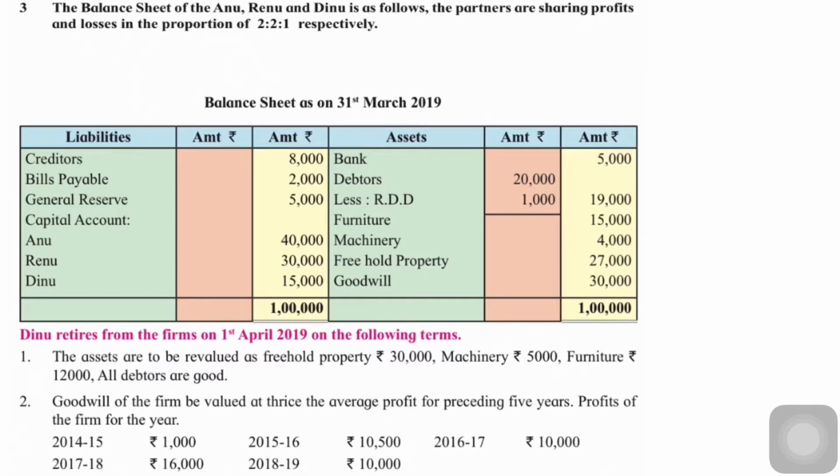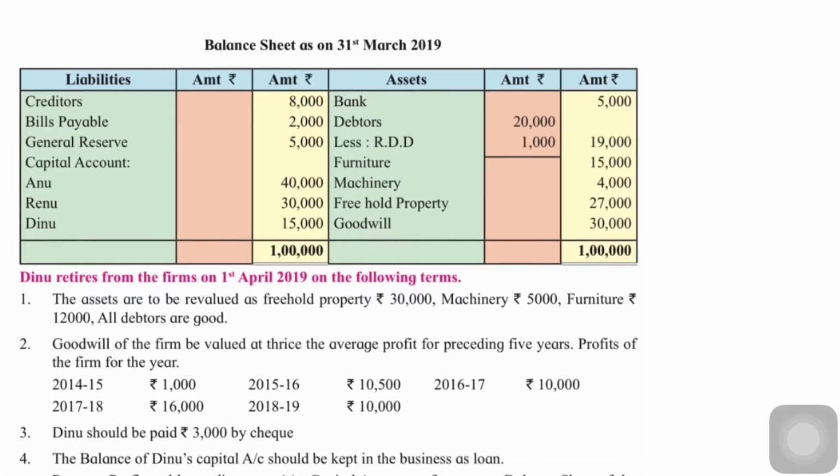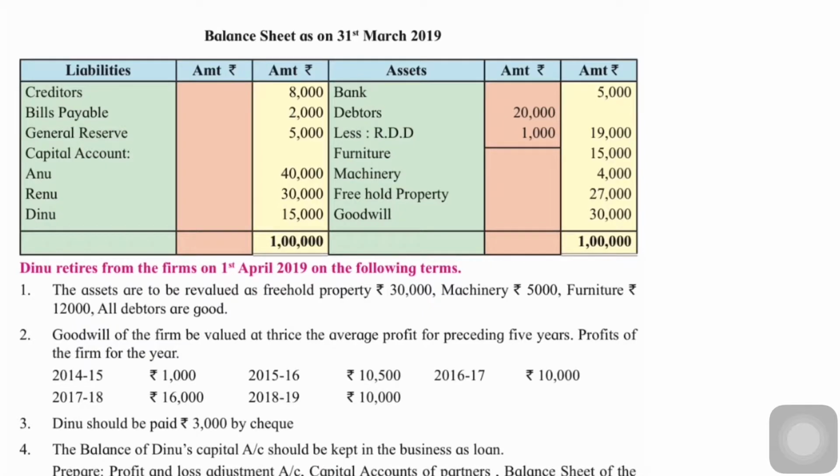Dinu retires from the firm on 1st April 2019 on the following terms. The assets are to be revalued: freehold property 30,000. Now see, freehold in the balance sheet is 27,000 and now it is 30,000. That means appreciation of 3,000. Machinery now is 5,000. Earlier machinery was 4,000, so appreciation of 1,000. Furniture 12,000, earlier furniture was 15,000, so depreciation of 3,000, okay. So you will add or deduct as the case may be in the asset side, and second effect in the revaluation account.